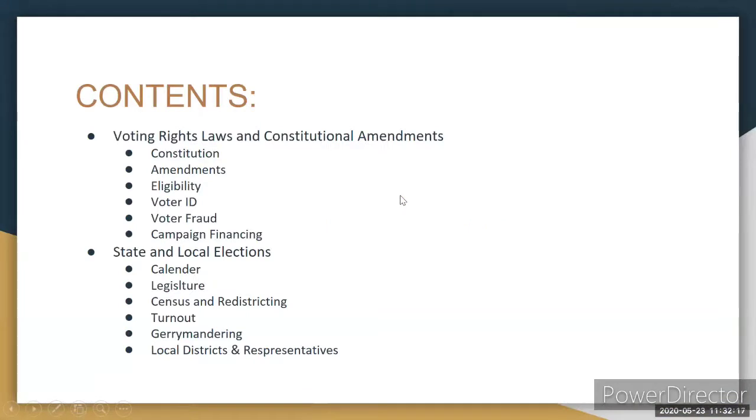So what we're going to go over today: voting rights laws and constitutional amendments. Within that, eligibility, voter ID, fraud, campaign financing. And the second half hour, hopefully we'll get to state and local elections, which consist of the election calendar, the legislature, census and redistricting, turnout, voter turnout specifically, gerrymandering, and local districts and representatives.